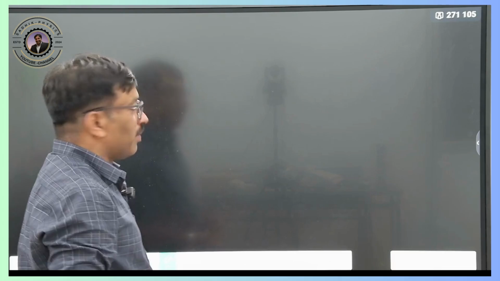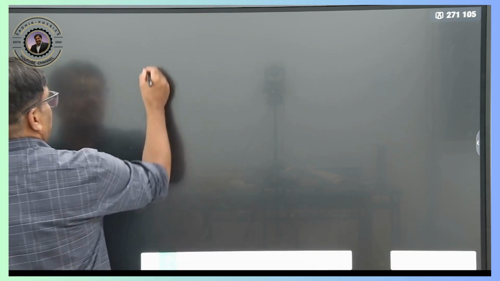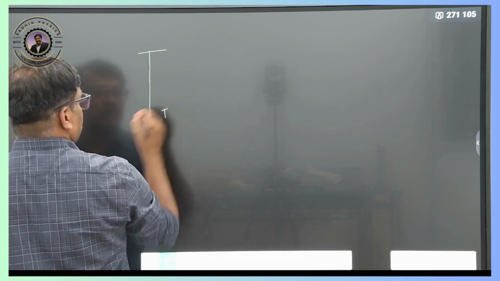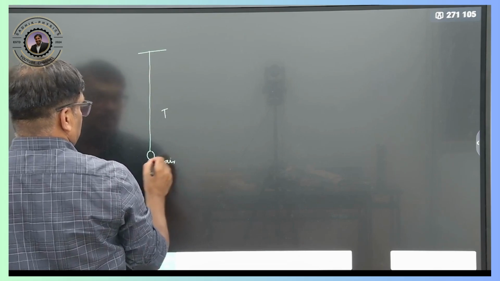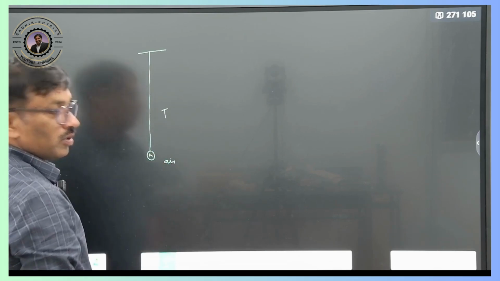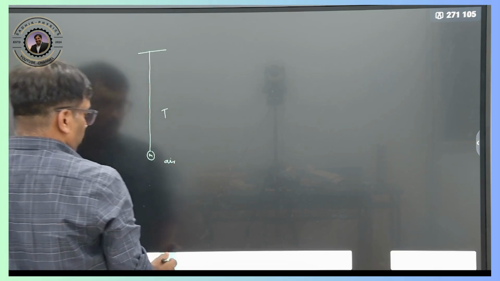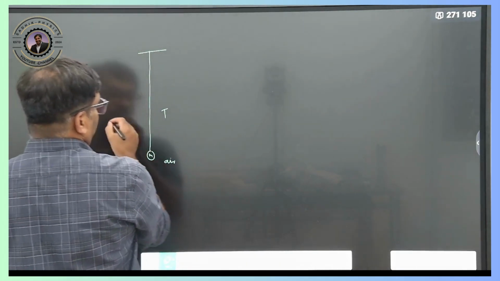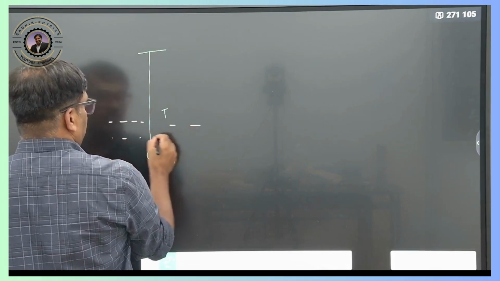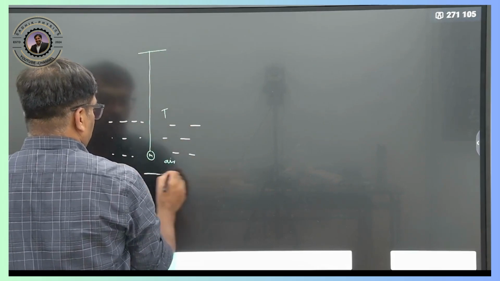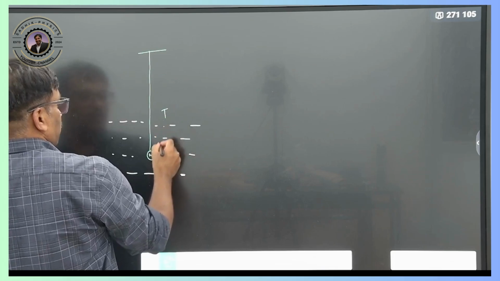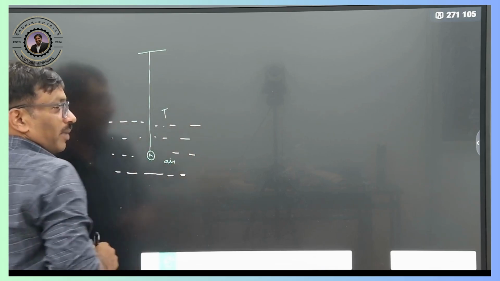We will see one more concept related to the simple pendulum. Suppose there is a simple pendulum, with time period T when kept in the air, and its mass is M. Suppose the same simple pendulum is kept inside a liquid. Then, because of the buoyancy force, its weight will be reduced.